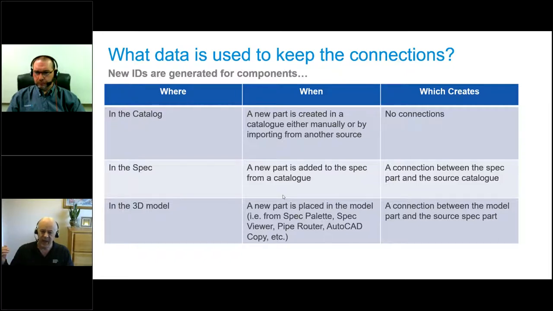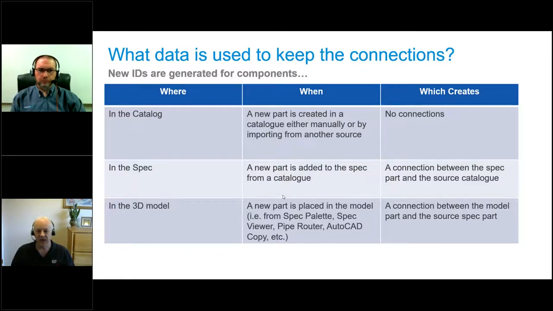And then a new PNP ID gets assigned to that item in the spec itself, so that later when it gets placed in the model, your Plant 3D model, it knows the spec that it came from and the PNP ID in that spec. So as you can see, the connections are made based on when things are placed. So if I delete a part out of the spec and then put it back in from the catalog, even though I might have just made changes in the catalog, it's going to create a new PNP ID at that point, which means that it's no longer connected to any of the models that are out there in the project.